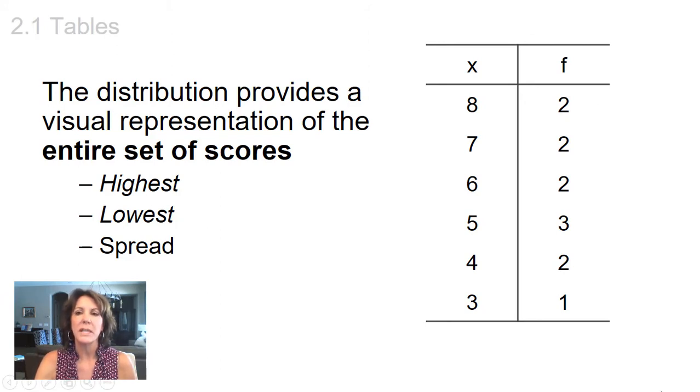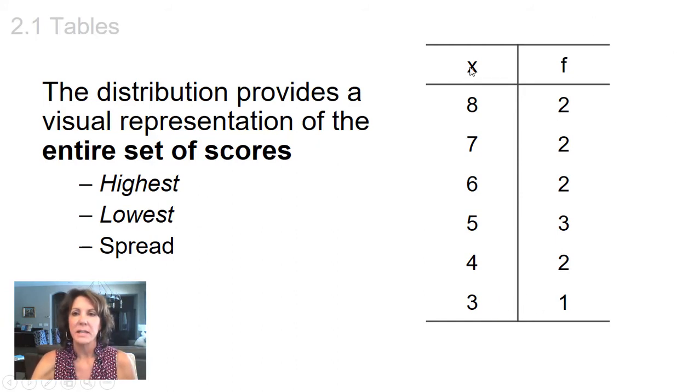First of all, you are seeing the entire set of scores. And in addition to that, you can very easily see what the highest score is, what the lowest score is, and what the spread of the scores is. So let's just take a look. The highest score here is an 8. The lowest score is a 3, and the spread goes from 3 to 8. I also can look over here and see that a score of 5 is the most frequent. 3 people had a score of 5. Only one person had a score of 3.